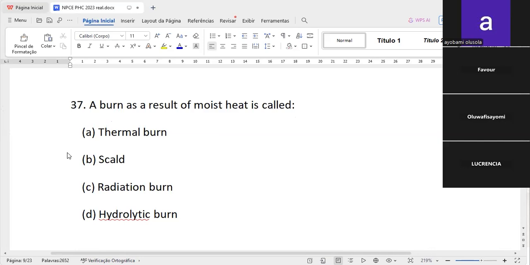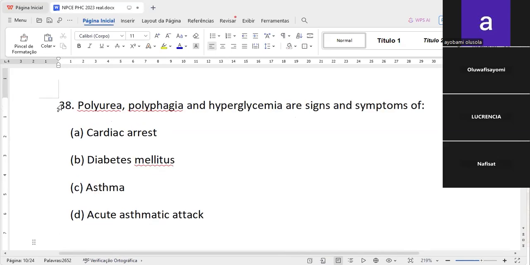A burn as a result of moist heat is called scald. You have done this before. Polyuria, polydipsia and hyperglycemia are signs and symptoms of diabetes mellitus, correct?